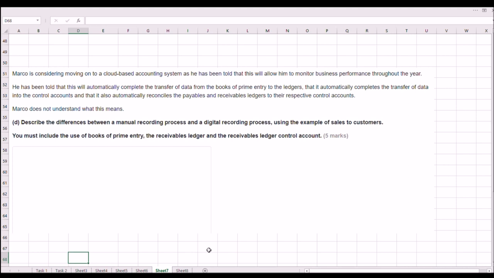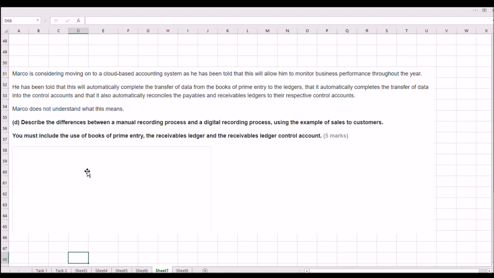Right, so he's been told this will automatically complete the transfer of data from the books of prime entry to the ledgers. Well yeah, to be fair, a lot of things automatically transfer data from the books of prime entry to the ledgers, marvellous. And it automatically transfers data into control accounts, yes, so these are just digital accounting systems. And it will automatically reconcile the payables and receivables ledger to respective control accounts. That's just a digital account system.